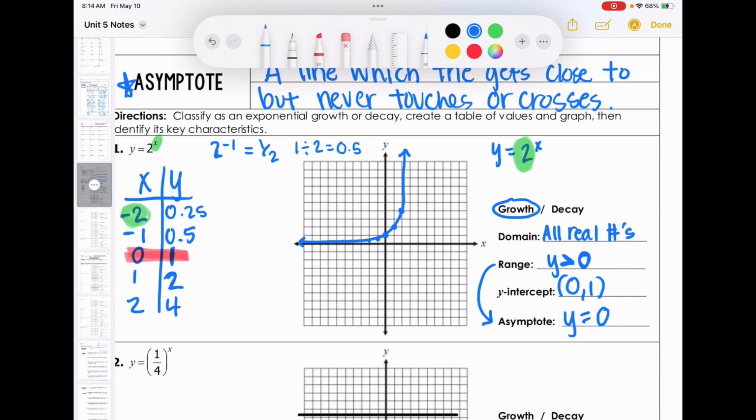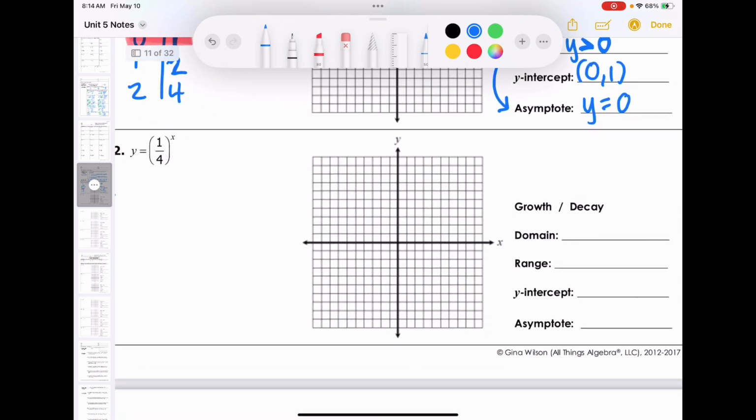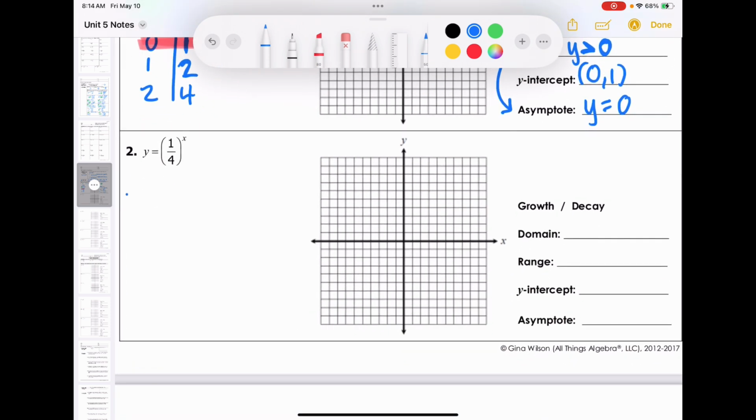So let's do number 2. So we have y equals (1/4)^x. I'm going to start out by making my xy table. My x's are always going to be -2, -1, 0, 1, and 2. Then I'm going to plug in my x values in for x in the function.